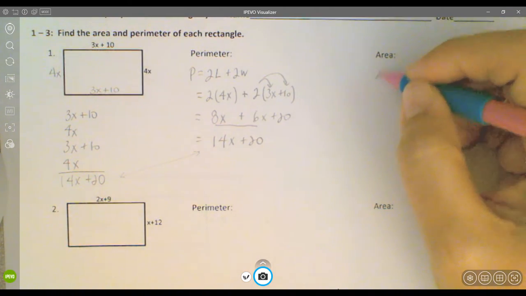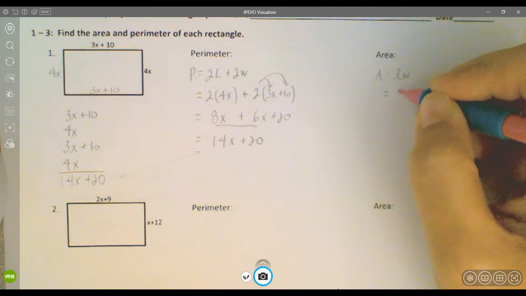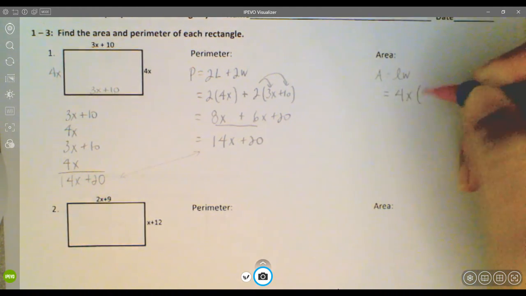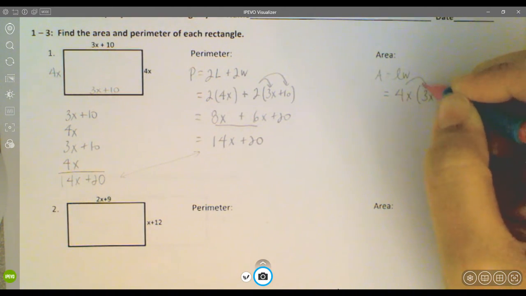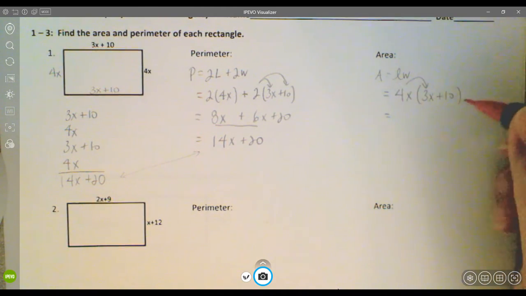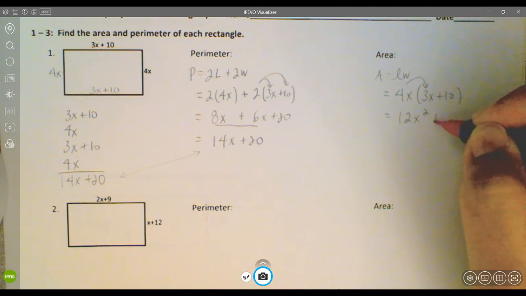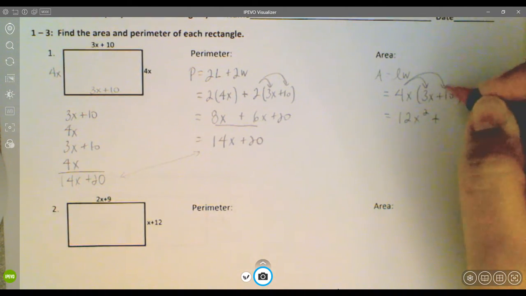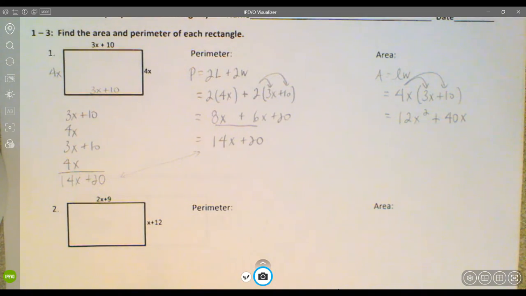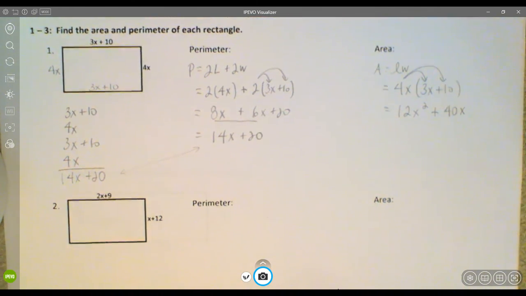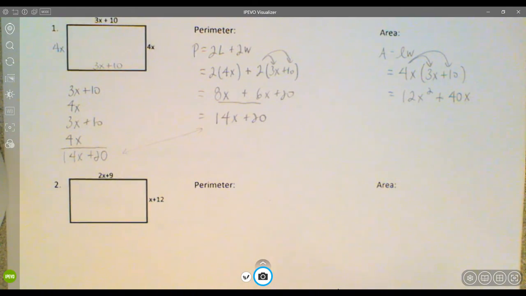To find the area of a figure, the area is the length times the width. So the length for this problem is 4x, the width is 3x plus 10. So when we multiply, we're actually going to distribute. 3x times 4x is 12x squared. I bring down my plus. 4x times 10 is 40x. And that's my area. All right, so now let's look at my next one.